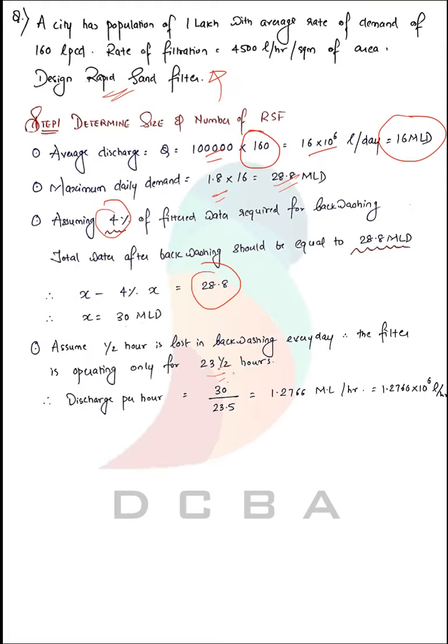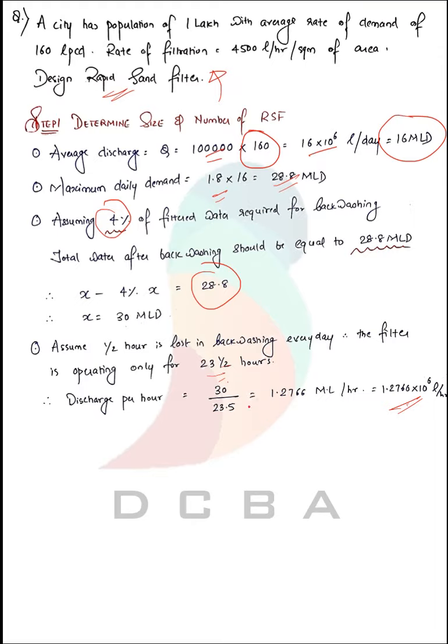I hope you understood this point. This 30 million liters per day means we are assuming that our filter is operating all 24 hours. But it is not like that. Our filter is not operating for the entire 24 hours, but half an hour is lost for backwashing. So this 30 million liters per day is not a correct figure. This has to be divided by the appropriate time for which your rapid sand filter is in working condition. So 30 divided by 23.5 is 1.2766 million liters per hour, that is, this much into 10⁶ liters per hour.